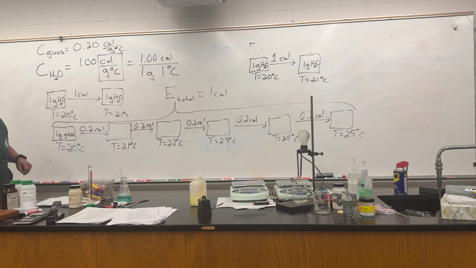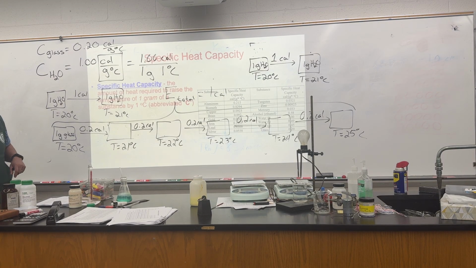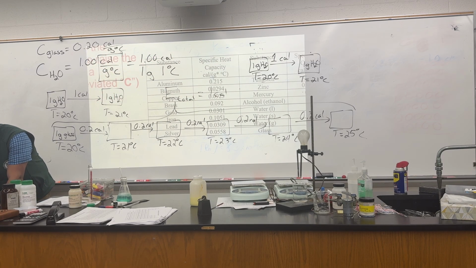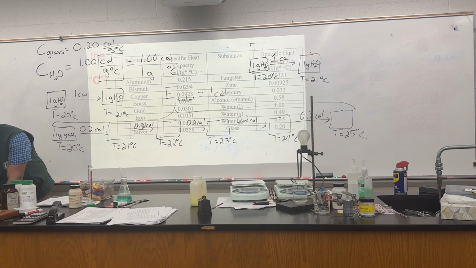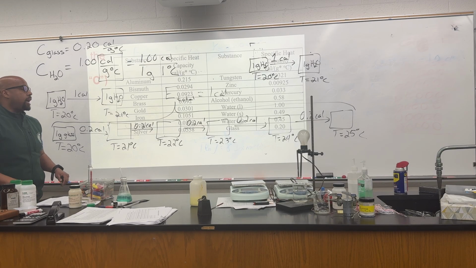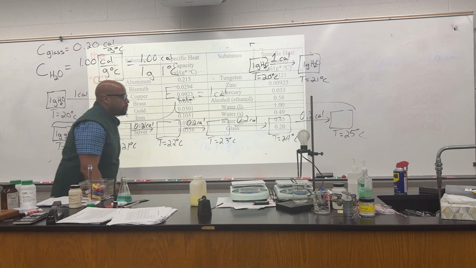So let's continue on with the notes here. One of the things we're going to see once again, specific heat capacity, is the amount of energy required to raise 1 gram of a substance by 1 degree Celsius. Keep in mind that in tonight's homework assignment, I will be giving you this table because you're going to need it in order to do some calculations here. Also, when it comes to the test, I will give you this table as well.